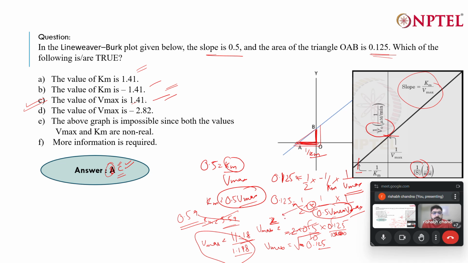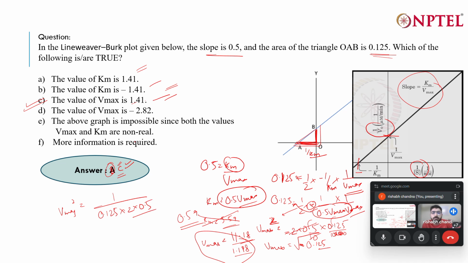But sir, it will be 0.125 into 2 into 0.5 Vmax square equals 1. And when calculating Vmax, Vmax square will be equal to 1 divided by 0.125 into 2 into 0.5. Okay, I got it. I got it.